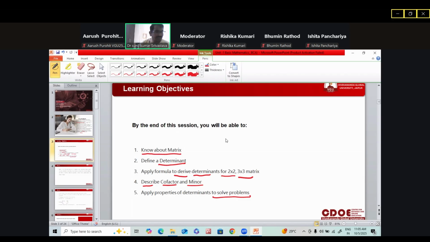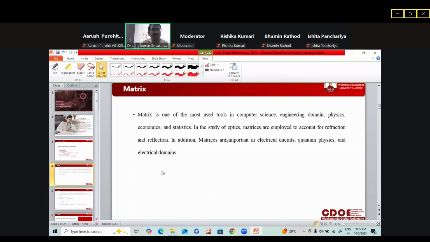If we are going to start the session, we have to come across these points. What is the meaning of a matrix? First of all, we have to know what a matrix is. A matrix is the most important tool used in computer science, engineering, physics, economics, statistics, and mathematics. It has great application in finding solutions to difficult problems, such as coding theory. In computer science, you have applications in coding.